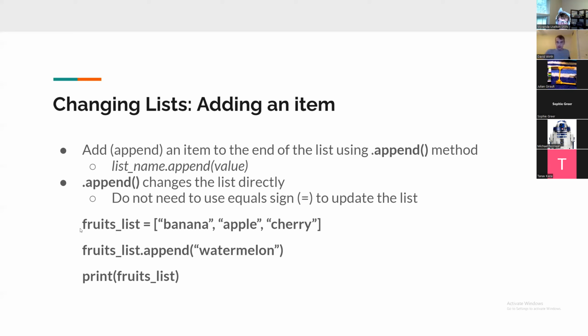So if we go back to this fruits list, we have banana, apple, cherry. And now I want to say fruits list.append watermelon. This will add watermelon to the end of the list. So now if we print fruits list, it will print banana, apple, cherry, watermelon.